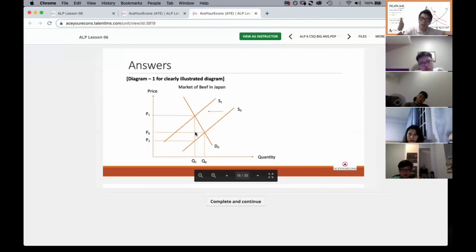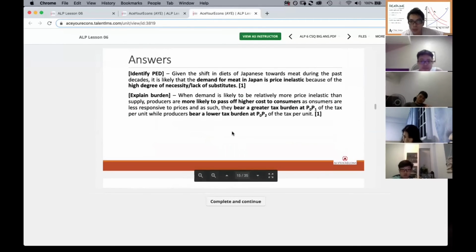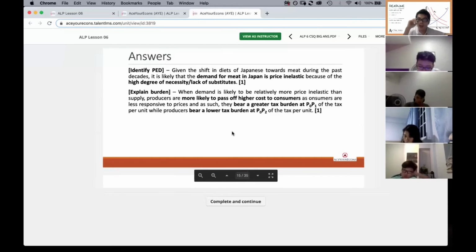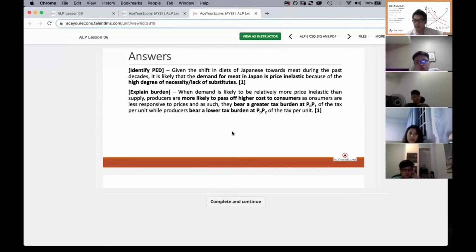So you can find out the gap in between. P1 to P0, the gap, is going to be incurred by consumers, whereas P0 to P2 is going to be incurred by producers. So the third mark goes to identifying the tax burdens. If you did not identify the tax burdens based on your own diagram, you get nothing here. Am I clear for your third mark?